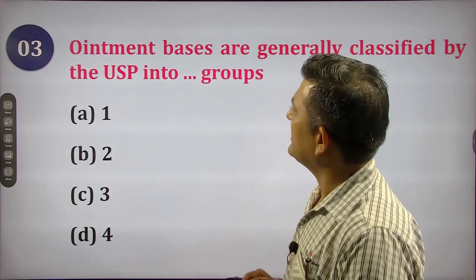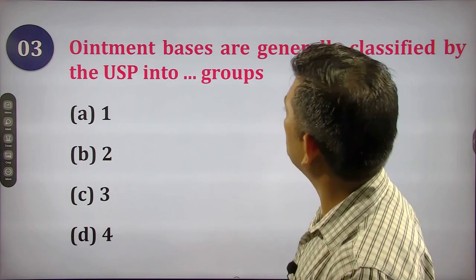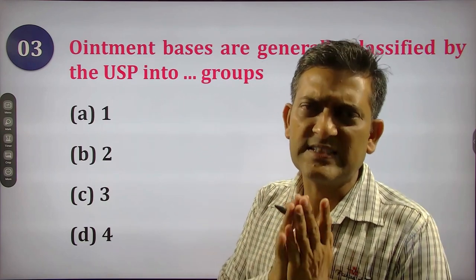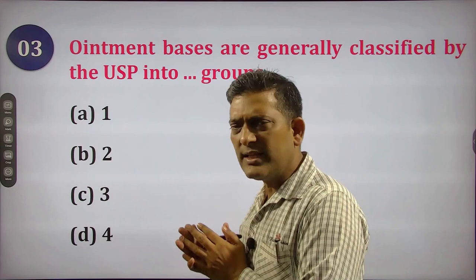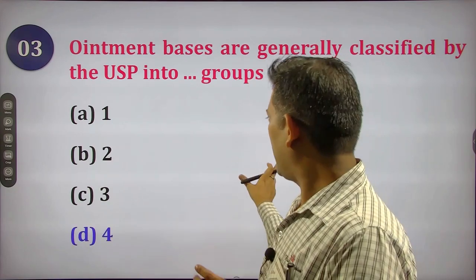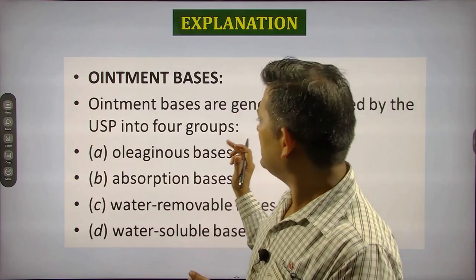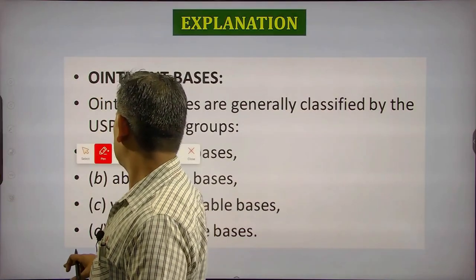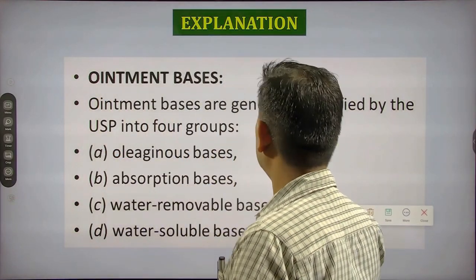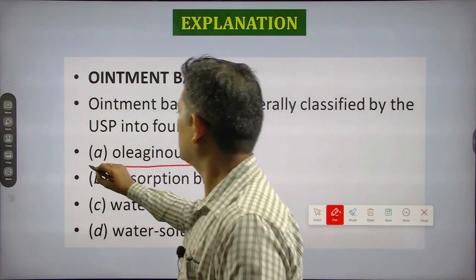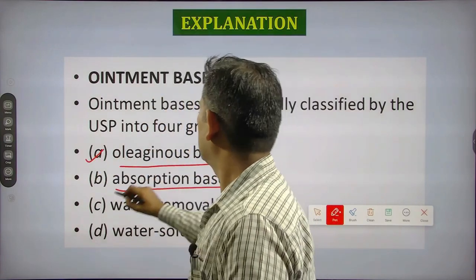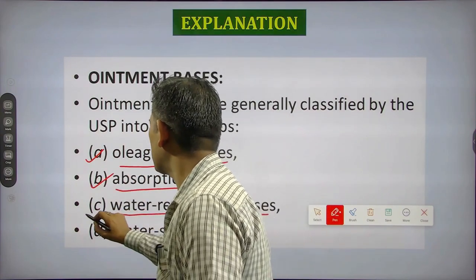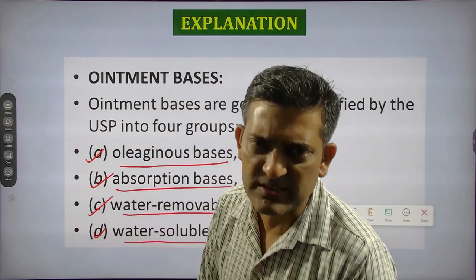Next question: ointment bases are generally classified by the USP into what type of groups? In the previous class we have already discussed that ointment bases are classified into four subgroups. The answer is four. They are the oleaginous or hydrocarbon bases, absorption bases, water removable or water washable bases, and water soluble bases. Four types of bases are there.